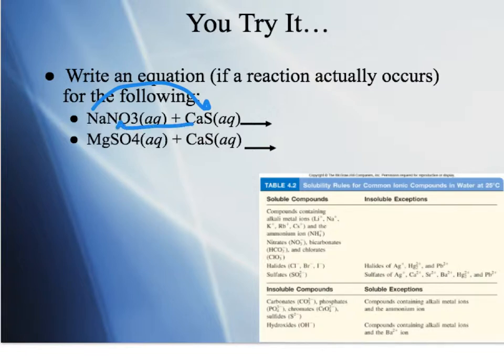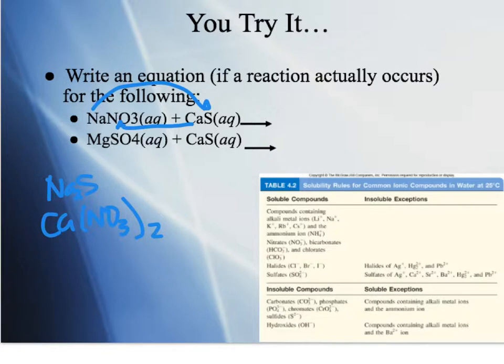So what we do first is we write down the chemical formulas of the potential products. So we're going to have NaS, right, and CaNO3. All right, and remember we have to crisscross charges. So Na's got a positive 1, S has a -2, so it's actually Na2S. And calcium has a positive 2. NO3 has a -1, so it should be Ca(NO3)2, with a 2 on the outside of the parentheses. All right, so we've got to take a look and see if either of these guys is insoluble.